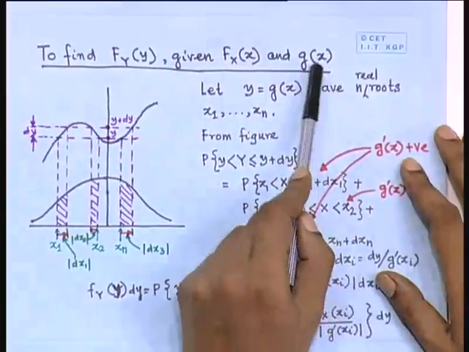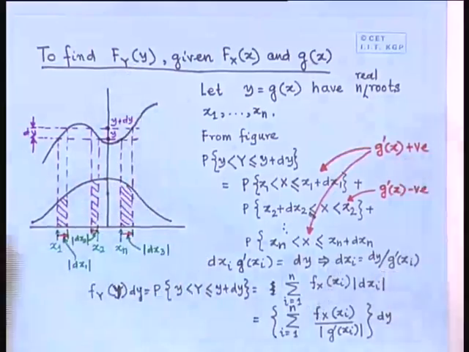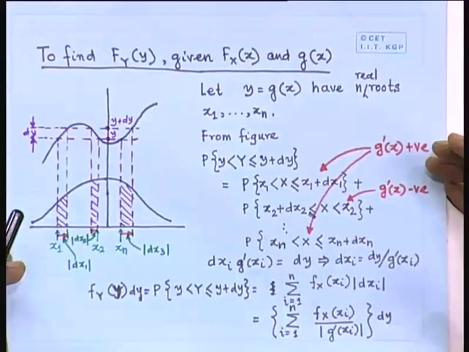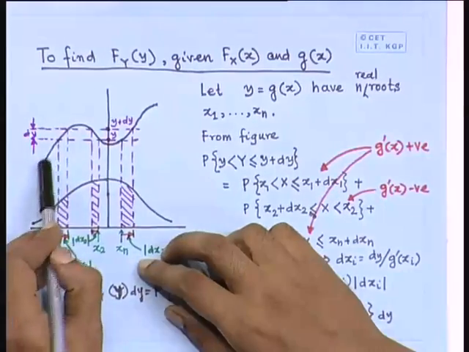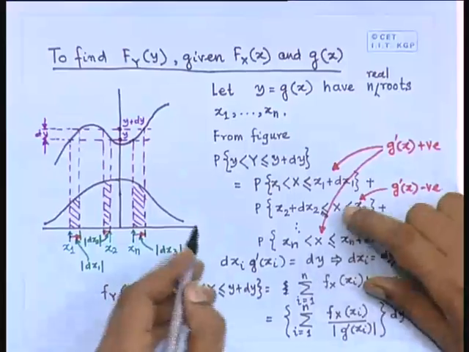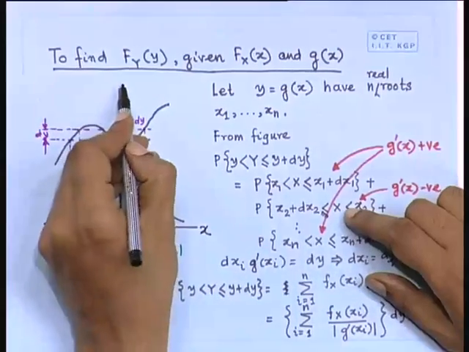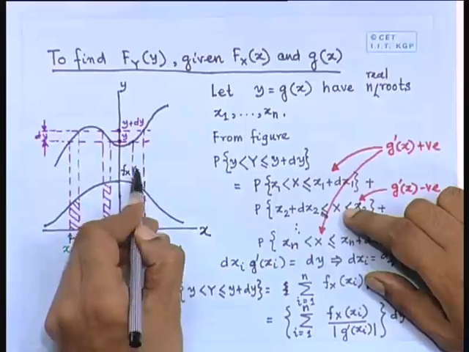Now we come to the main problem, that is to find, given the distribution function of x and given g(x), how do you find F_Y, how do you actually compute it, right. Suppose this is the function g(x), this side is x and this side is y, and this is f_X(x).